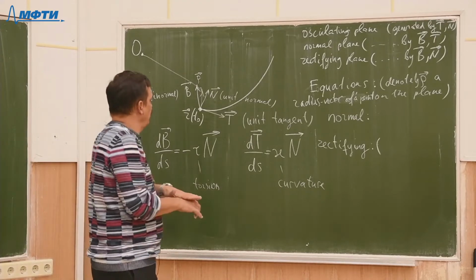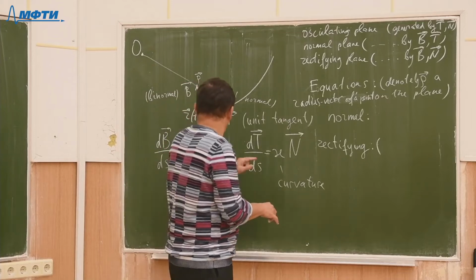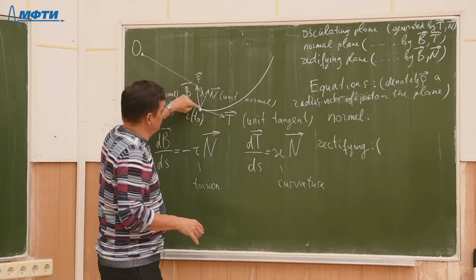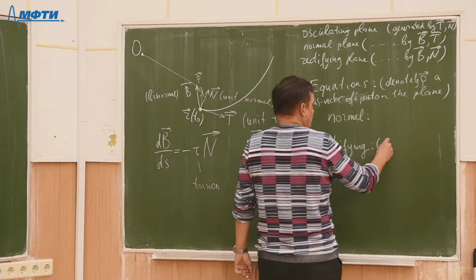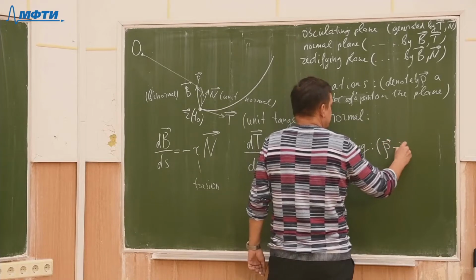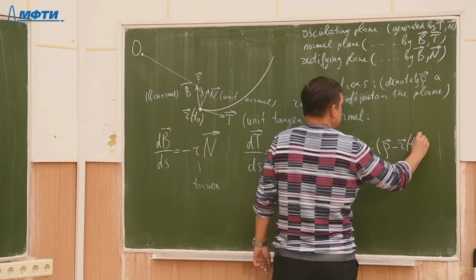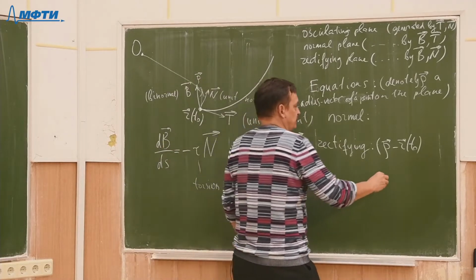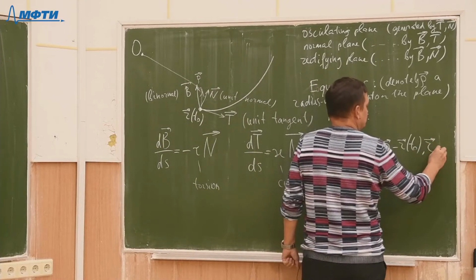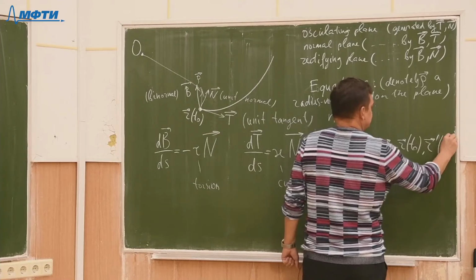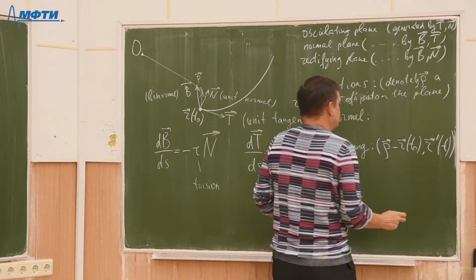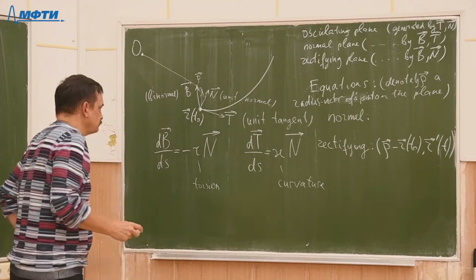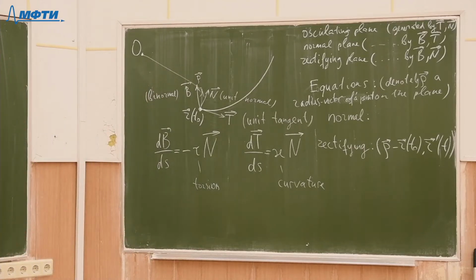So, rectifying plane: rho minus R at t naught is orthogonal to the tangent vector, so it means orthogonal to the derivative. That is the rectifying plane.